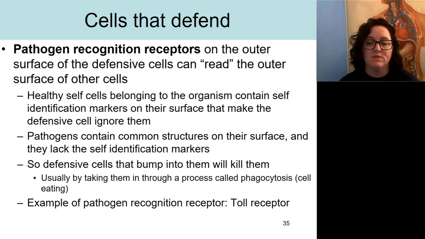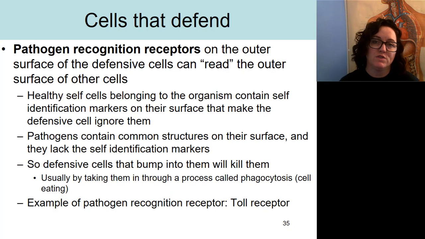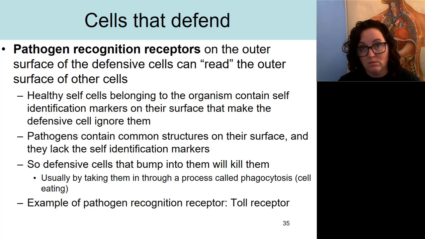So basically our defensive cells bump into the pathogen and then kill them. And they usually kill them by taking the pathogen into themselves and then digesting it, basically using it as food. This process is called phagocytosis. It's basically the cell eating something. To give you a specific example of a pathogen recognition receptor, we have something called a toll receptor. And this is just one of many different types of pathogen recognition receptors.